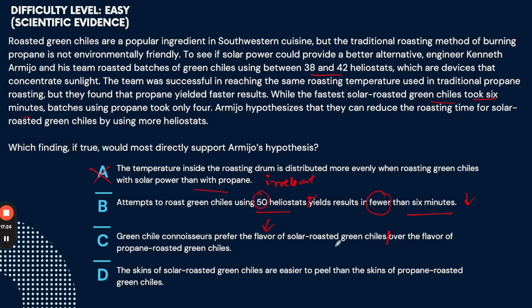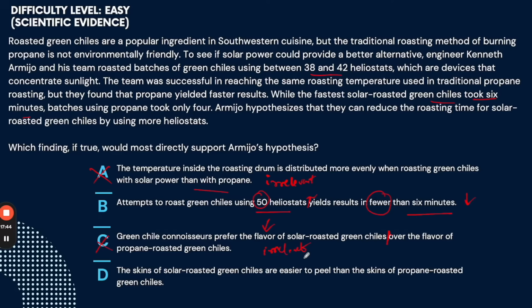The flavor is not even discussed in the whole text. Forget about the hypotheses, right? So definitely the hypothesis is not discussing the flavor preferred. It's definitely not about that. So C is out and this is irrelevant, right? Again, the same reason for elimination.